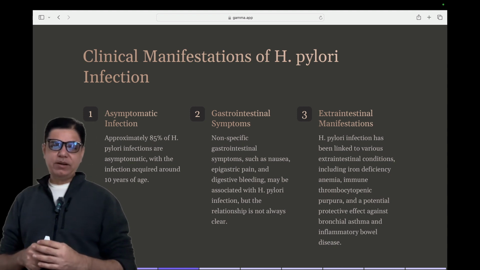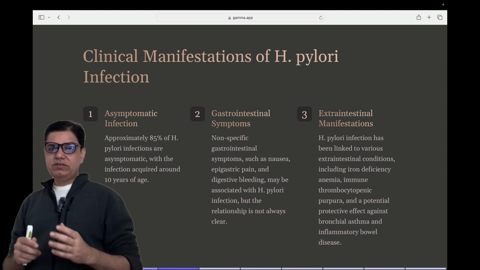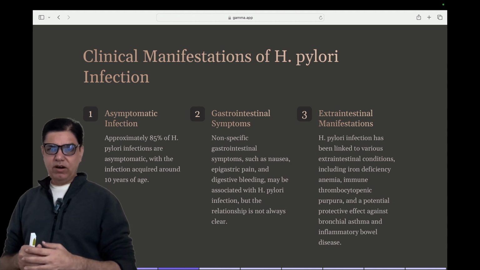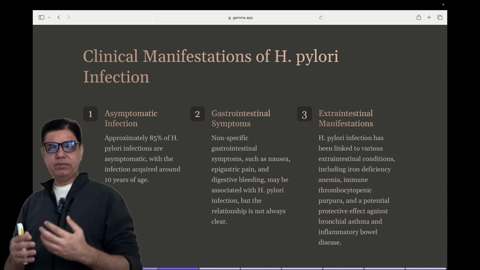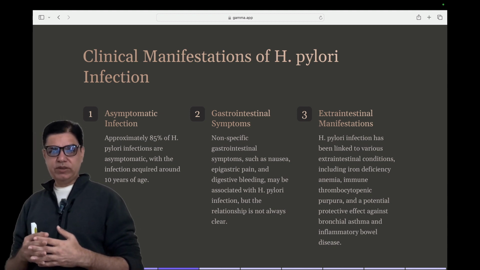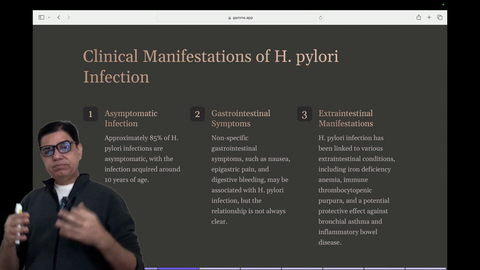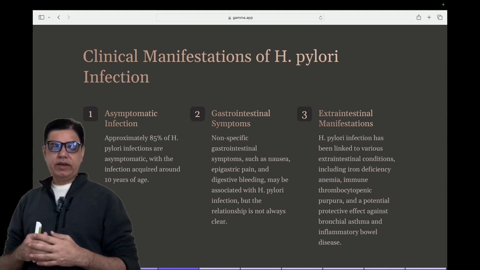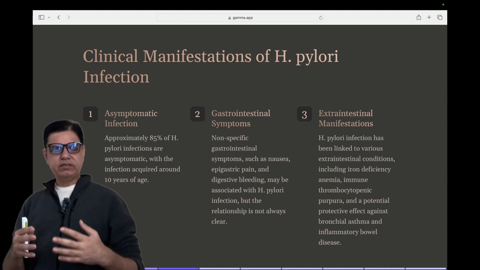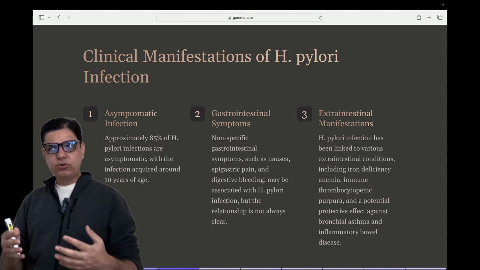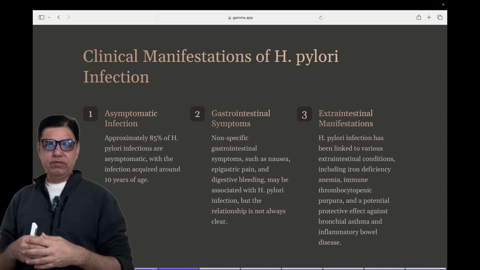So extra-intestinal manifestations can also occur. They are rare, but some of the important ones that we consider associated with H. pylori infection are chronic immune thrombocytopenic purpura. Chronic idiopathic thrombocytopenic purpura is thought to be associated with chronic Helicobacter pylori infections. Another thing usually associated with Helicobacter pylori infection as a complication is intractable iron deficiency anemia. If somebody has intractable iron deficiency anemia and we are not able to find a cause, one of the reasons could be Helicobacter pylori infection.